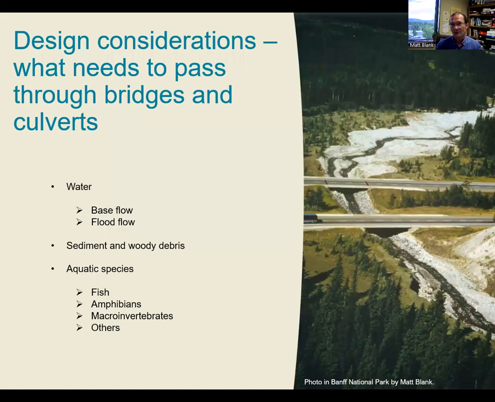There are going to be all sorts of different flows that pass through that structure, base flows and flood flows. The structures need to easily pass those. Sediment and woody debris and other materials that flow down the rivers and streams need to be passed seamlessly. And then, of course, your aquatic species, fish is kind of the focus of this, but you have other aquatic species like amphibians or macroinvertebrates and others that ideally would need to pass through that structure as well. So all of this needs to be in the consideration.